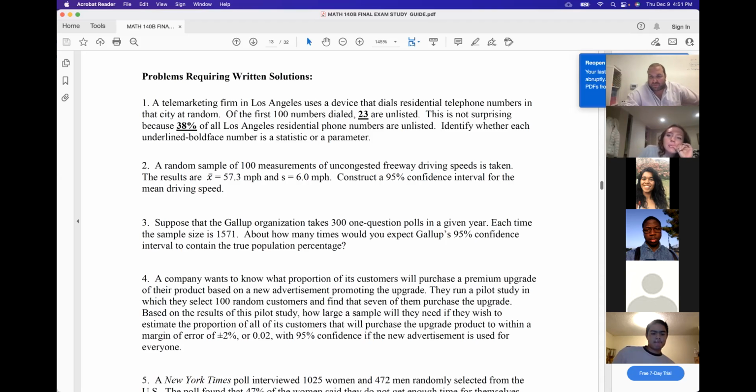Statistic, parameter. It is a parameter. Looks like everyone got that one. That's correct, because the first number comes from the sample. The second number comes from the population. Statistics come from samples. Agreed? Next.